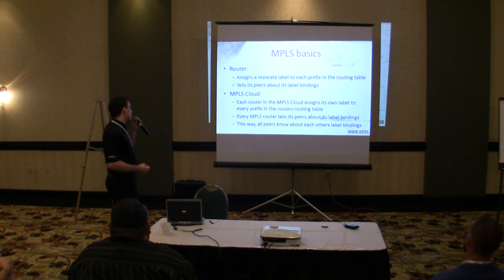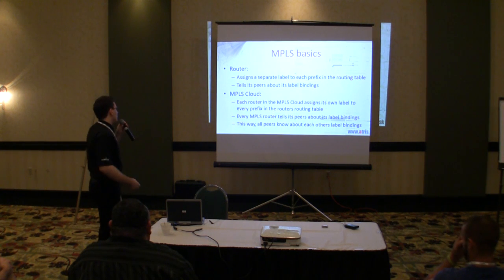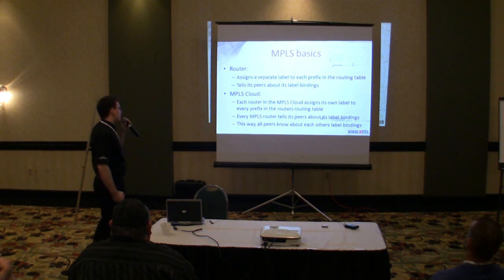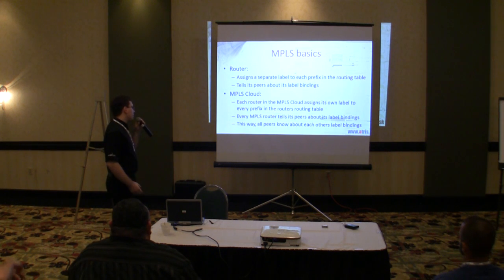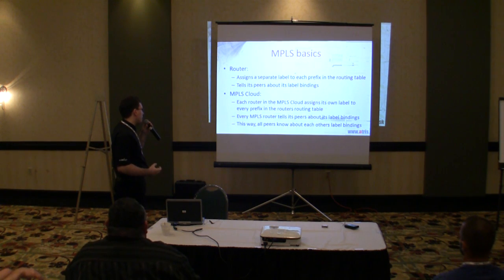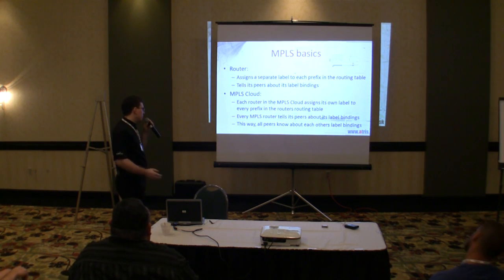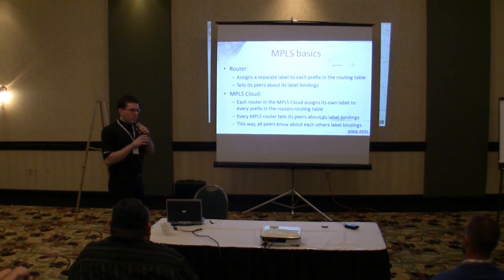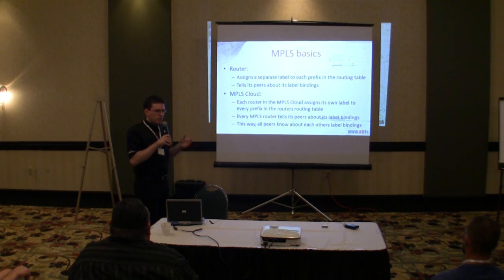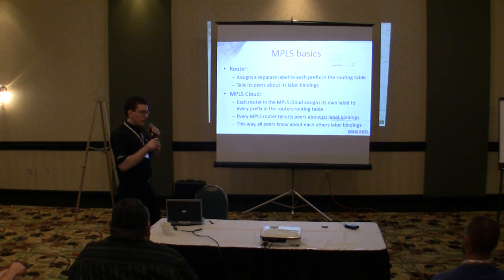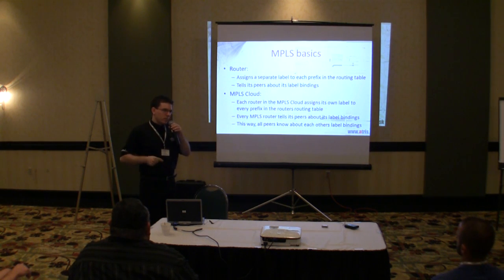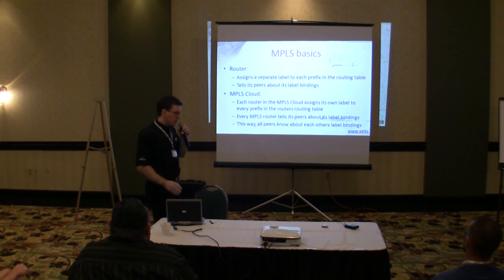So if we take a look from the point of view of the MPLS cloud, each router in the MPLS cloud assigns its own label to every prefix in the routing table, and then every MPLS router tells its peers about its label bindings. This way, all peers know about each other's label bindings. But we have to think about this only on the peer level. If a router is 2 hops down from me, I don't know its label bindings anymore, and I don't care. It's just the peers. Each peer knows its other peers' label bindings.